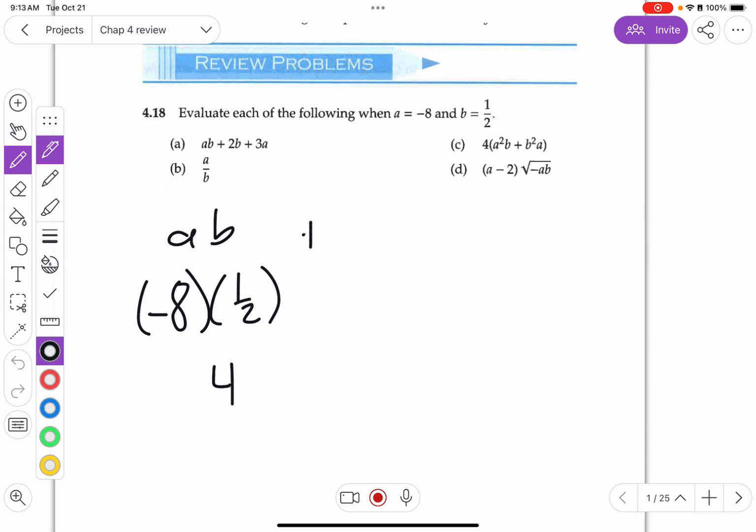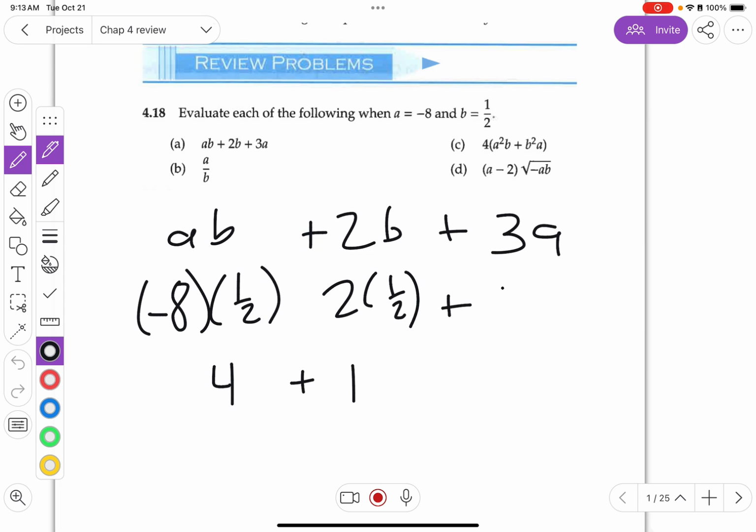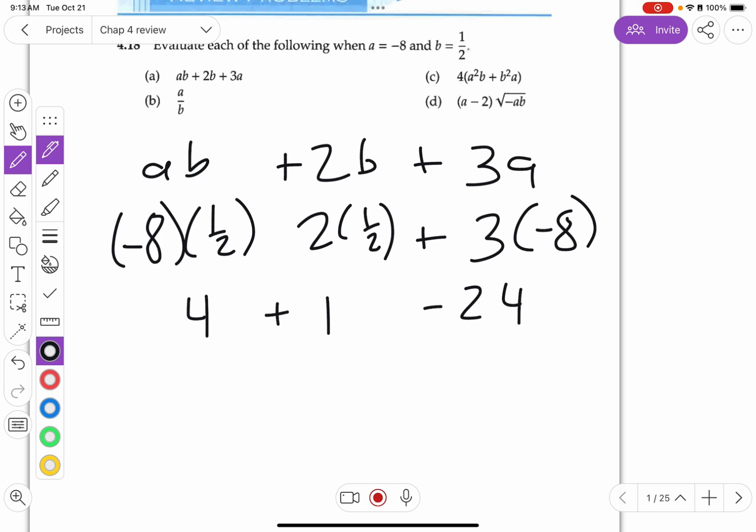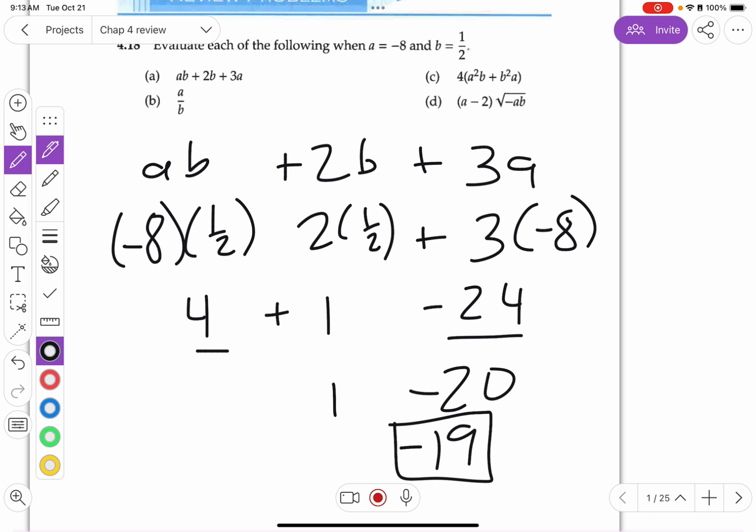And then we're going to do plus 2B. So that's going to be 2 times 1/2 will be 1. And then we'll have 3A, which will be 3 times minus 8. So positive times negative will be negative, minus 24. And so then we'll put those together. I'm going to put this together with this first. So that'll be plus 4 and minus 24 should be minus 20. And then I'll put that together with the 1, so it should be minus 19.